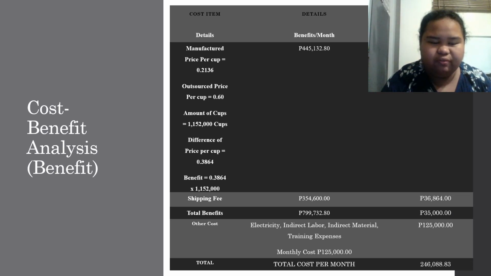So the cost benefit analysis, the benefit is the manufactured price per cup is 0.2136, giving us the benefits per month 445,132.80, and the cost is just 12,034 pesos.